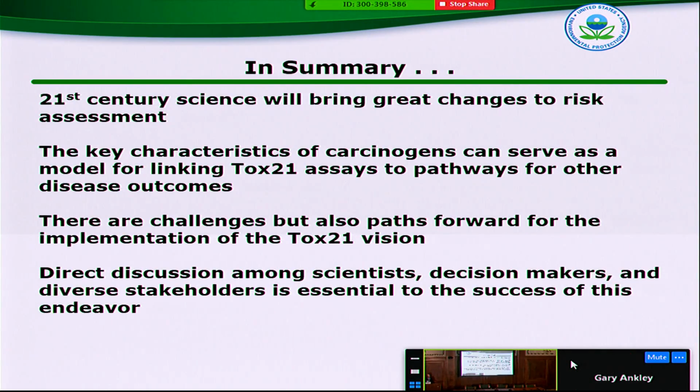So in summary, these new approaches are going to bring very profound changes to risk assessment. The key characteristics, I think, are giving us ways of addressing this in the cancer realm. We need to extend this to other realms. There are a lot of challenges, but there are a lot of things that we can do with a lot of smart people to realize this vision.